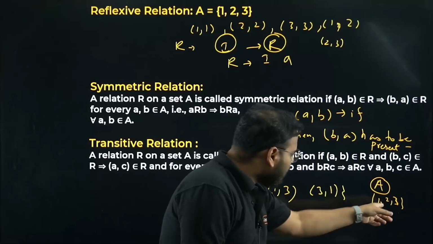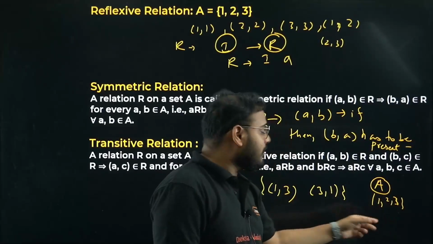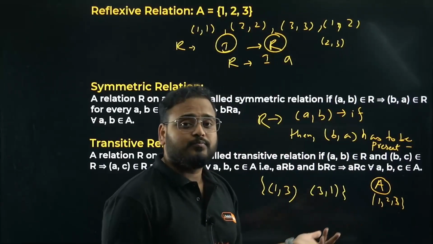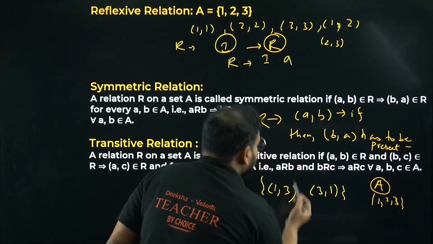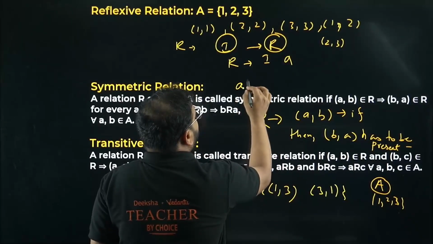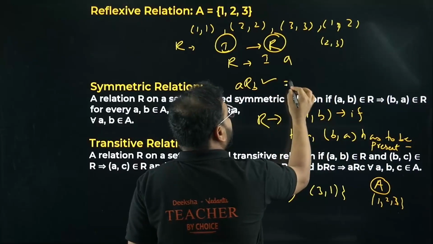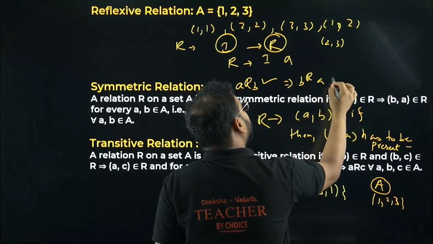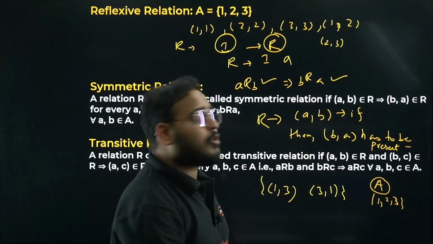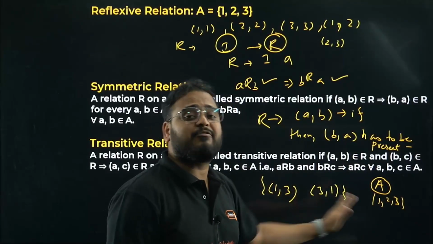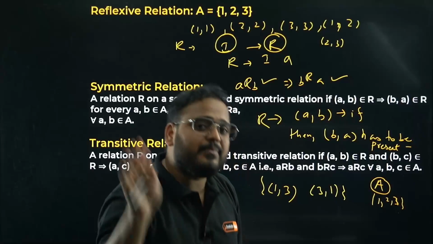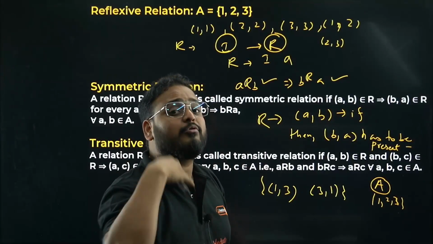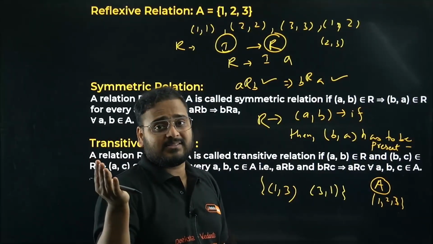Sir, there's no 1, 2, 2, 1. There's no 2, 3, 3, 2. Don't worry about that. The only condition is, sir, if A R B is true, then B R A has to be true. That's the only condition. We're not looking for all the elements to be in that format. Just look for ARB and BRA. If ARB is there, then BRA has to be there. Not necessarily that we have to have all the BRA and ARBs from the given set.